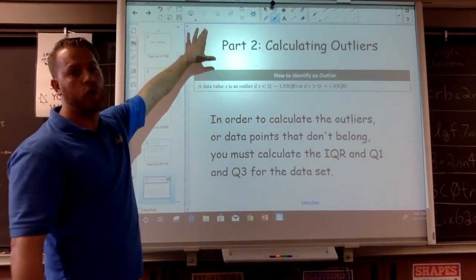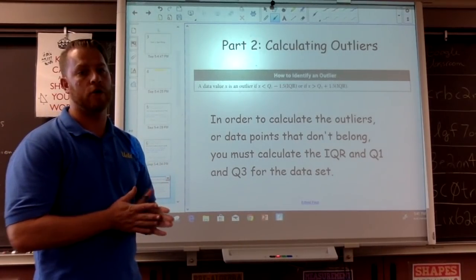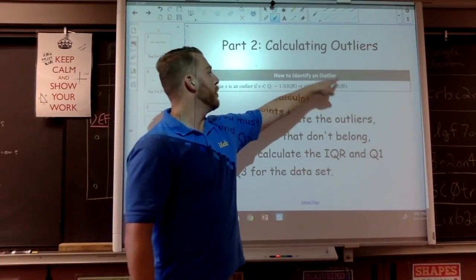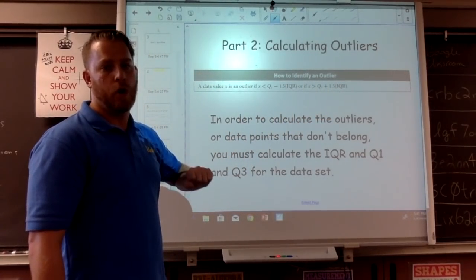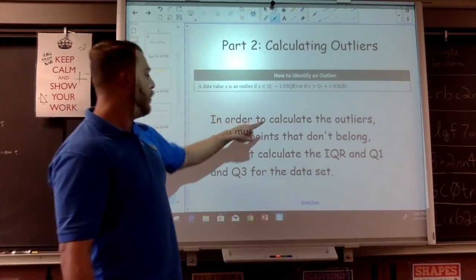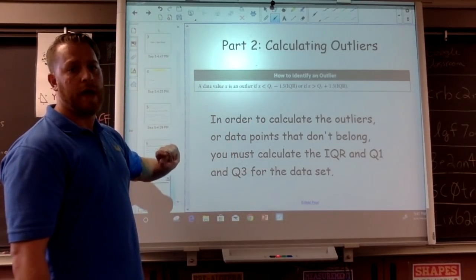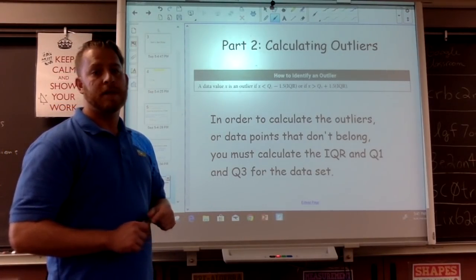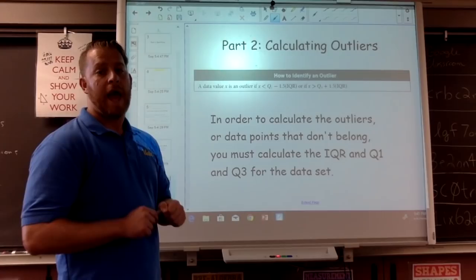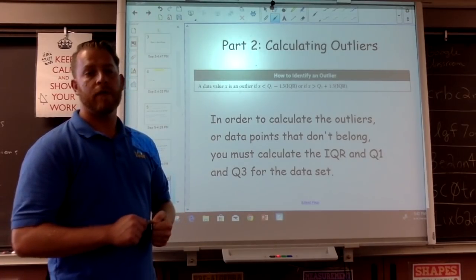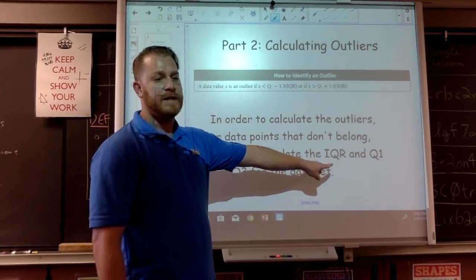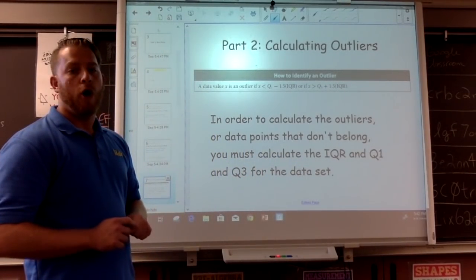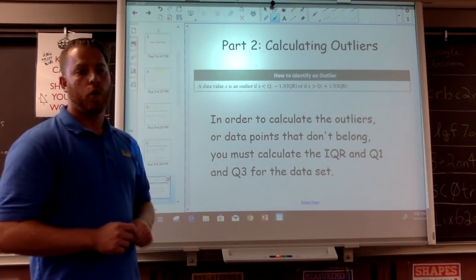Now we're going to move on to part 2, which is calculating the outliers. In order to calculate the outliers, we're going to use this formula here, but we're going to come back to that later. So don't worry about that just yet. Again, in order to calculate these outliers, or data points that don't belong, you must calculate the IQR and Q1 and Q3 for the data set. Remember, IQR stands for the interquartile range, and Q1 and Q3 are the first and the third quartiles.